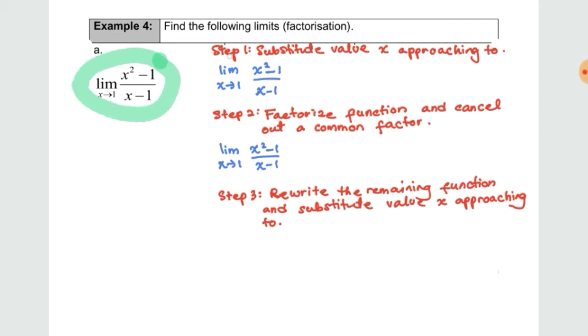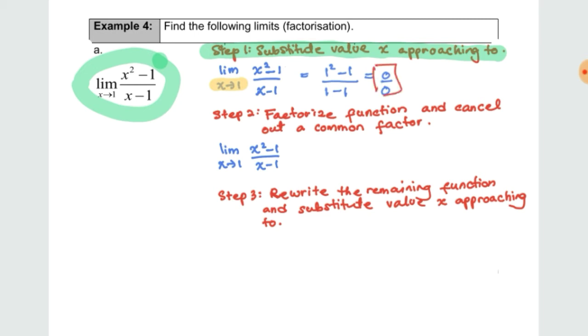So step number 1 here, substitute the value x approaching 1 for the function limit x squared minus 1 over x minus 1 when x approaches 1. Now we can see x here approaching 1, so that means we can substitute x equal to 1 inside the function of variable x. So we get 1 squared minus 1 over 1 minus 1. So we get the value 0 over 0.